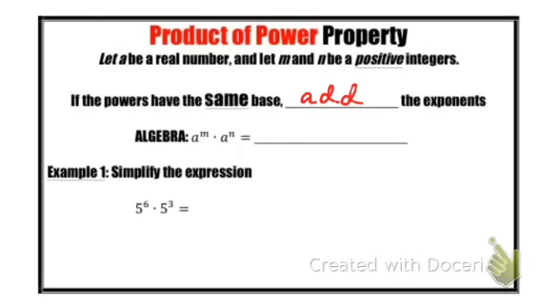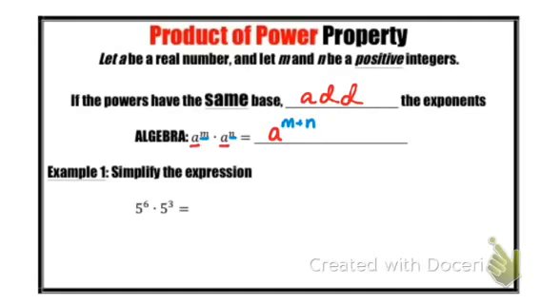So using algebra, we have just variables to represent what's going on in the situation. Since a and a are the same exact base, and it doesn't matter what the exponents are, to simplify this expression, we would just take the a, the same base, and we add the exponents together. So that's what it would look like using variables.